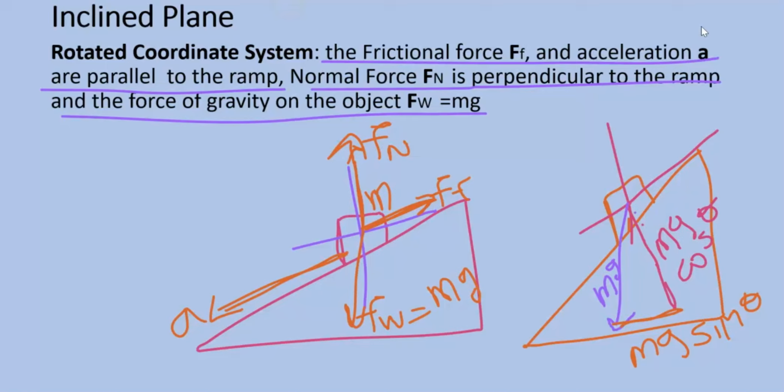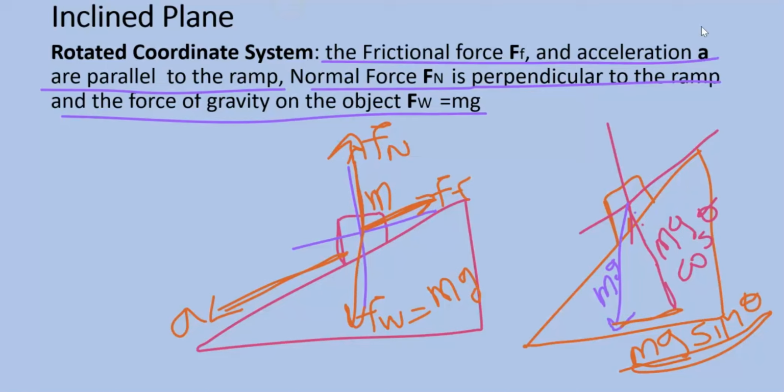Since the normal force is perpendicular to the ramp, and the mg cos theta is perpendicular to the ramp, it is normal to the ramp. Whereas the one that is parallel to the ramp will be mg sine theta, and the mg cos theta is perpendicular to the ramp.